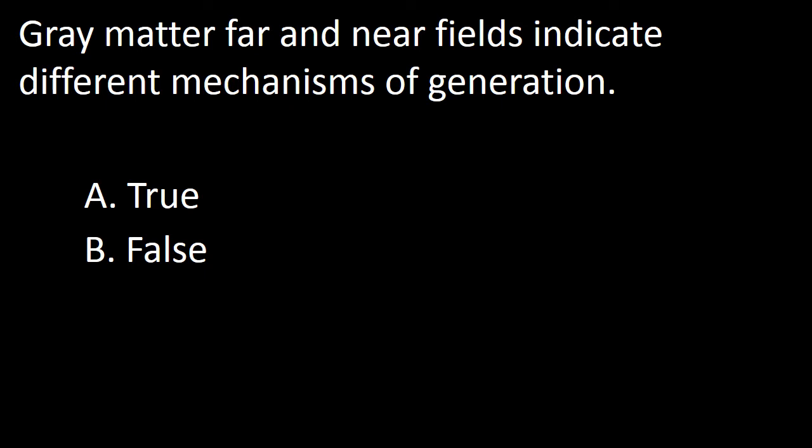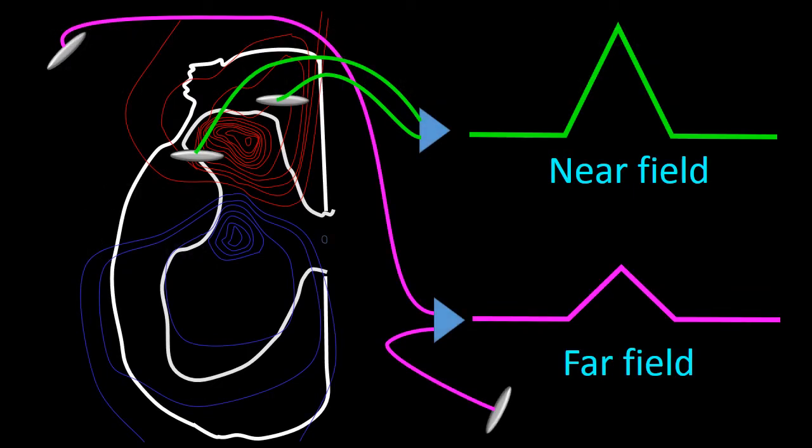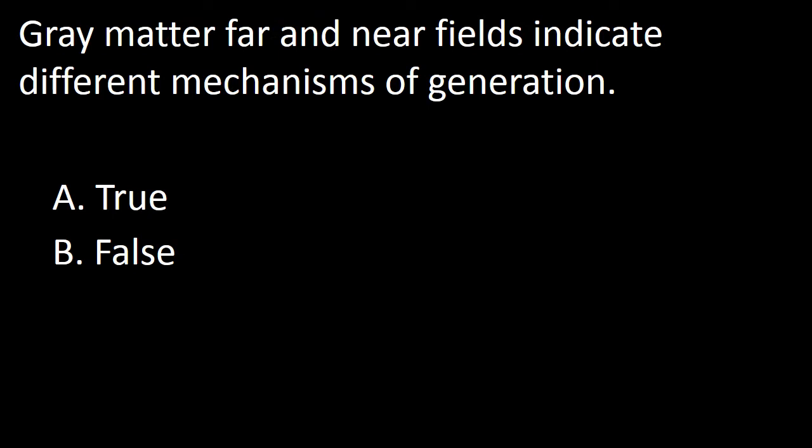Gray matter, far and near fields indicate different mechanisms of generation. A true, B false. It is only the electrode position in relation to the electrical field that defines a field as near or far. When a field is recorded from close to the generator, they are called near fields. When recorded from a distance from the generator, they are called far fields. So the answer to this question is false.